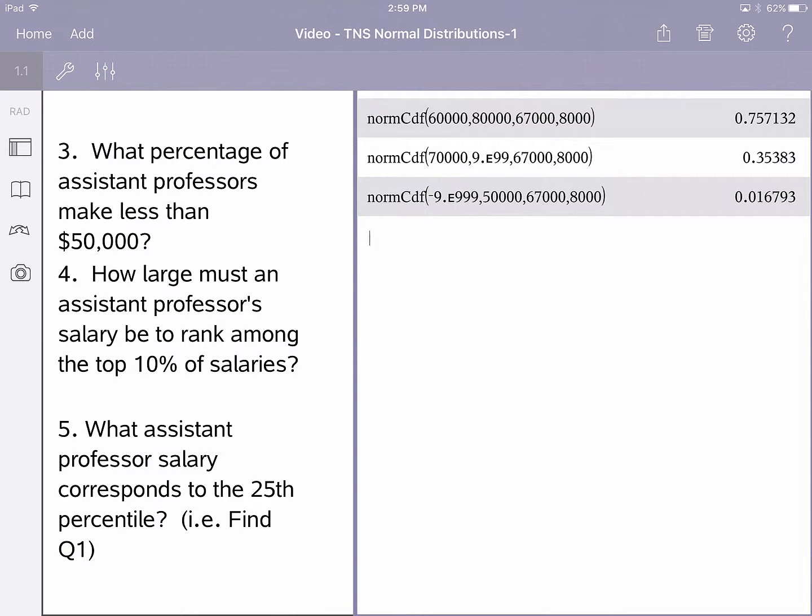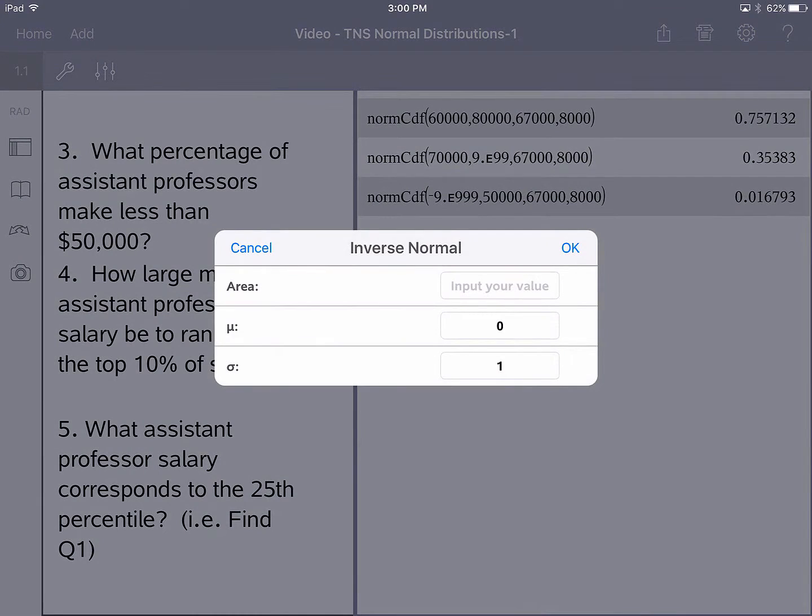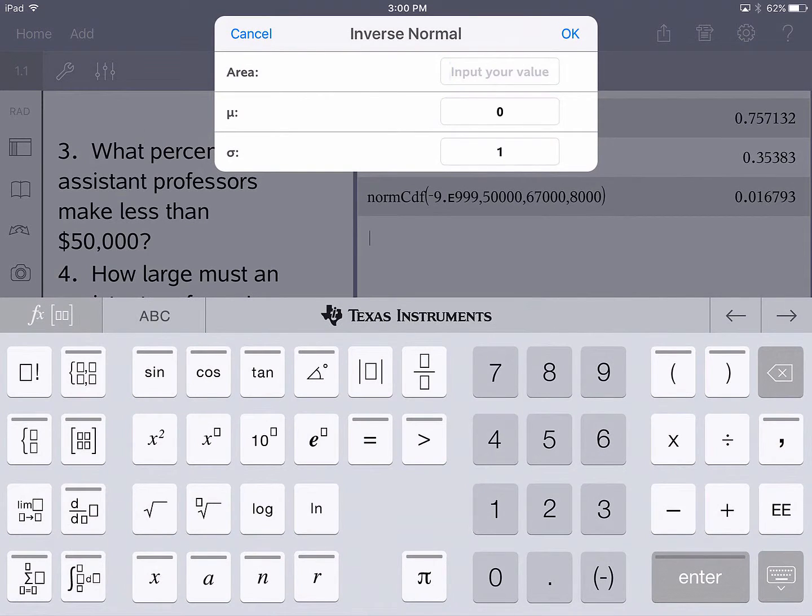So the way to do that is with a command in the very same menu underneath normal CDF called inverse normal. Now what the inverse normal command wants is the area beneath your intended target, meaning it wants the percentile. So if we want a data point that is going to be the dividing line between the top 10% and the bottom 90%, then the area that it wants me to give is the area below that point. In other words, it wants me to get the percentile.